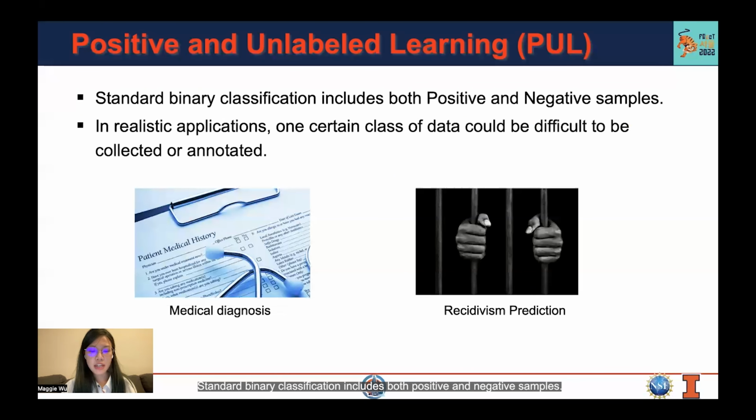Standard binary classification includes both positive and negative samples. However, in realistic applications, one certain class of data could be difficult to collect or annotate. For example, in medical diagnosis, while we might safely consider a diagnosed patient to be positive, the much larger population of undiagnosed individuals are practically mixed with both positive and negative examples. Recidivism prediction is also similar.